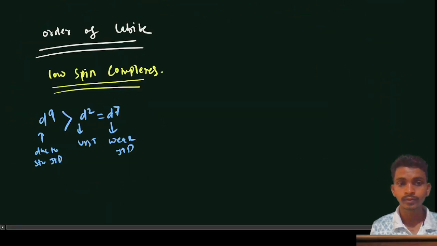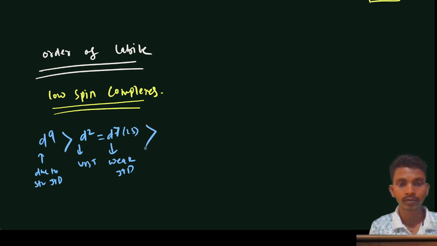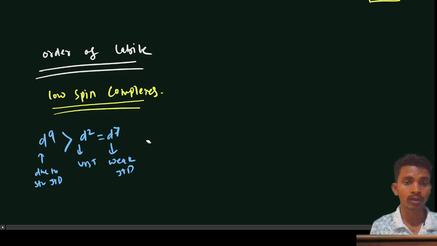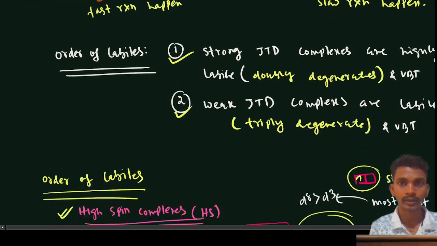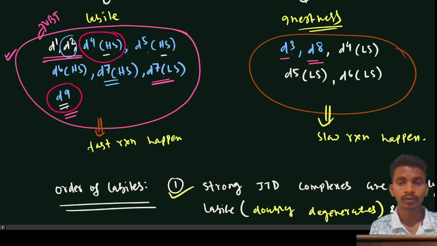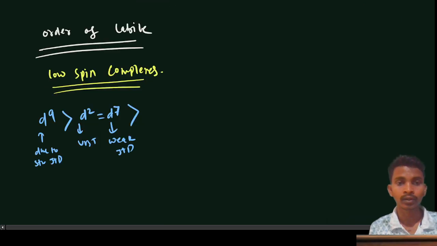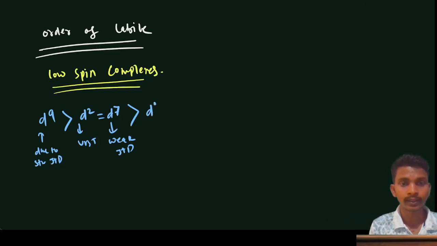Now after that, this is D7 low spin. So here we are looking at low spin complexes. After that, D1 compounds. D6 low spins are highly inert, so they will not come here. So here we have only D1.